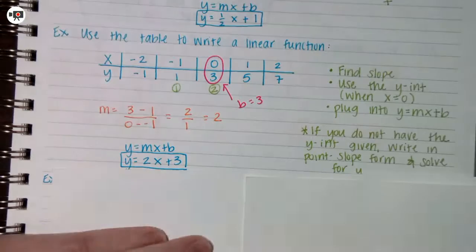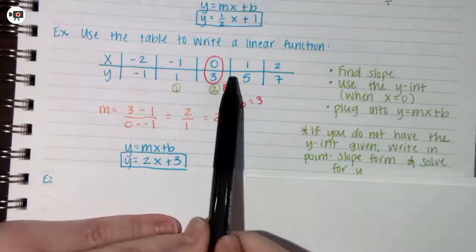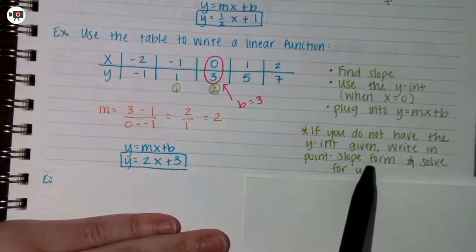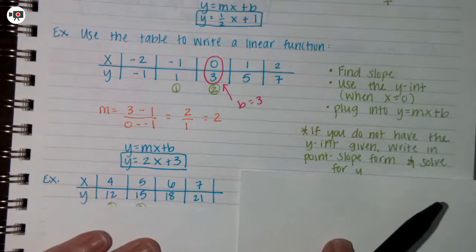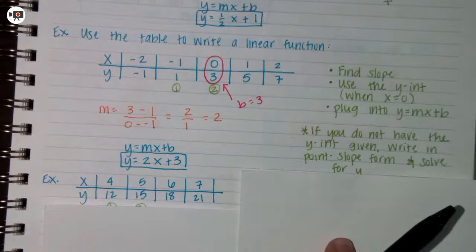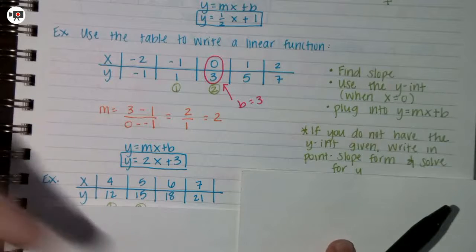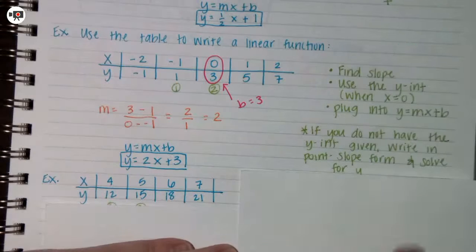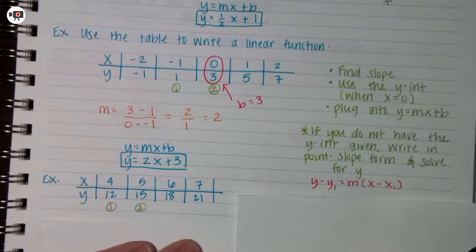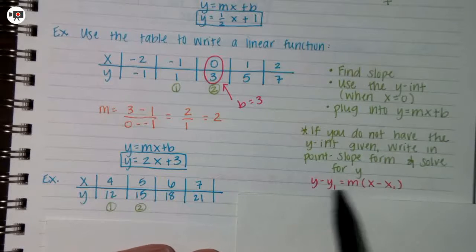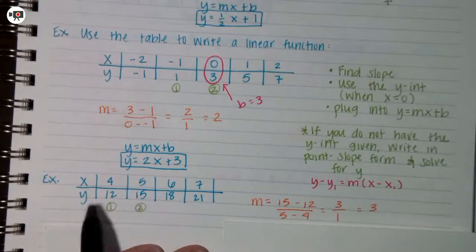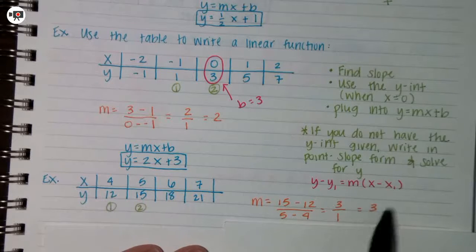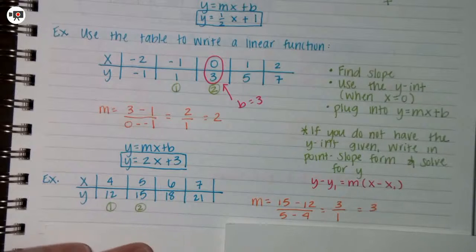If you do not have the y-intercept given, you will need to use point-slope form, then solve for y. So let's look at this one. I am given a table. I do not notice that there are any x values that are 0, so I will have to use point-slope form and then solve for y. Point-slope form is y minus y1 equals m times x minus x1. So using points 1 and 2 to find the slope, my slope is 3.